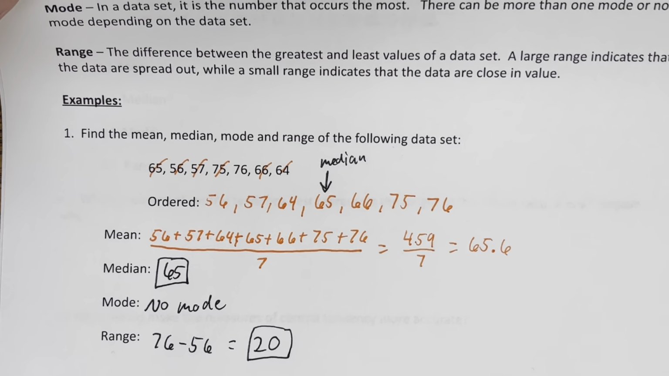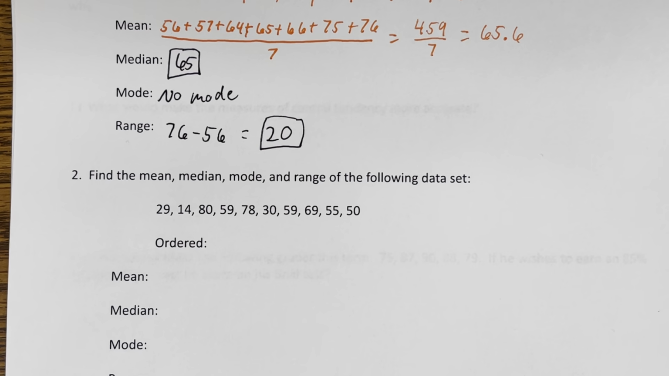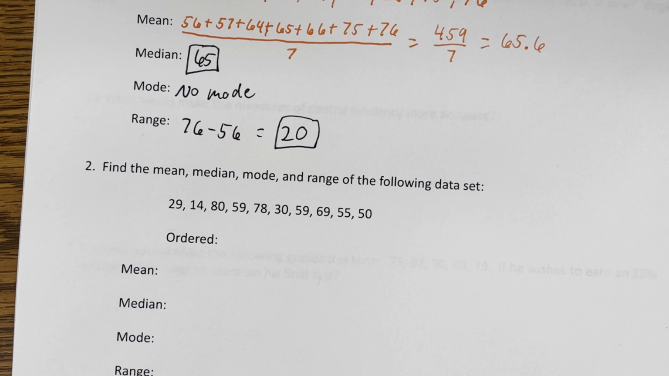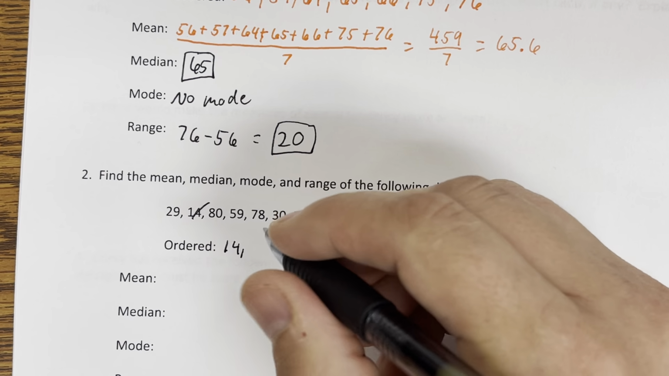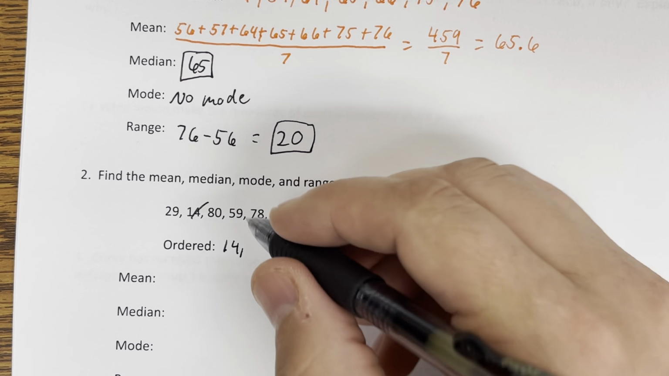So number 2, you can feel free to try this one on your own. Hit pause. It's up to you. I'm not going to write down every little step this time, especially with the mean. But first step is to order the numbers from least to greatest. So smallest one's 14, followed by 29.